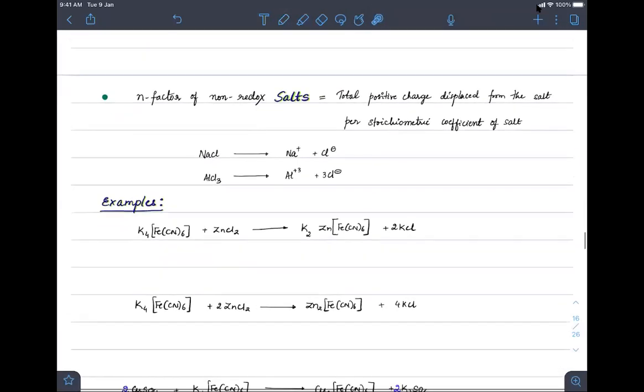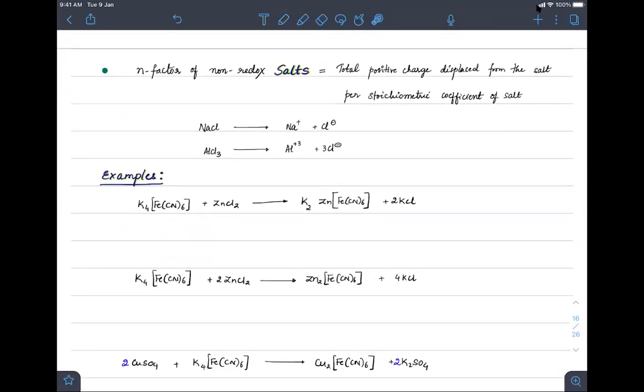Right. So we discussed two things, beta: N factor in case of acids, N factor in case of bases. What about salts? N factor in the case of salts will be equal to total positive charge which is displaced from the salt per stoichiometric coefficient of salt. For example, if I take NaCl, 1 mole of NaCl, how much is the total charge of positive ions which is coming?